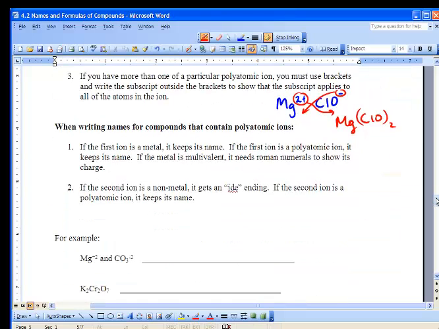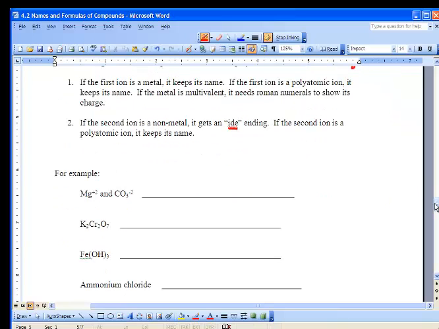Now, when we're writing names for compounds that contain polyatomic ions, the first ion is always the metal, and we keep its name. If the first ion is a polyatomic ion, it also keeps its name. If the metal is multivalent, it needs Roman numerals, and we went over that last class. Now, if the second ion is a nonmetal, it gets an "-ide". If the second ion is a polyatomic ion, it keeps its name. So let's get some practice here.